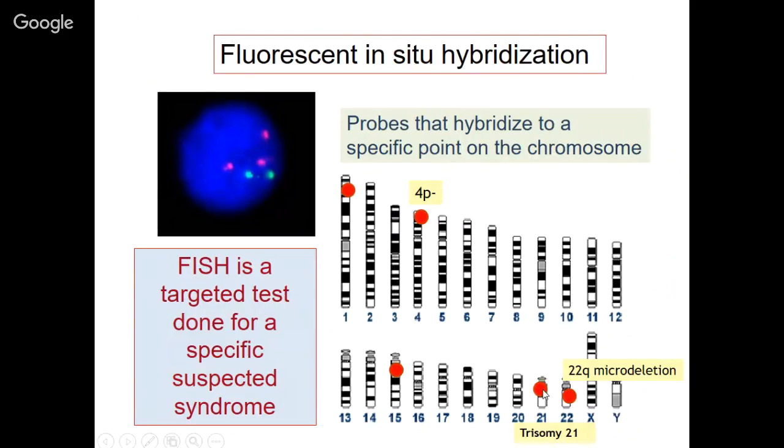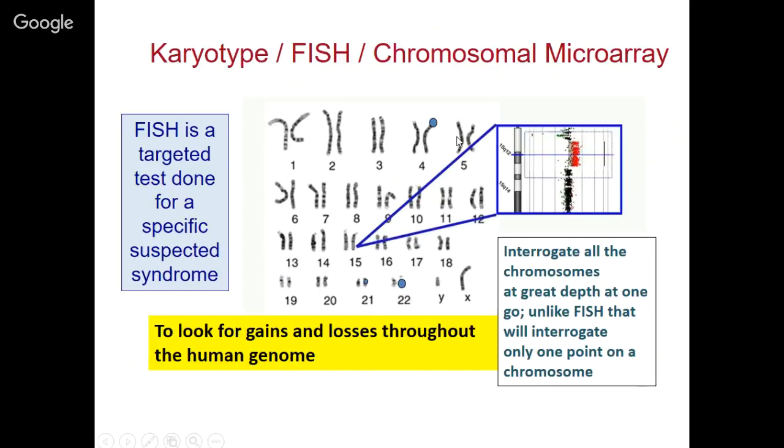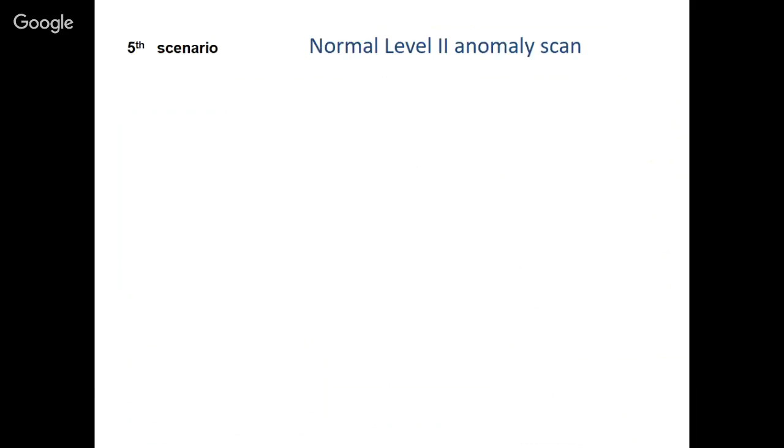looks at very specific targeted areas on the chromosome. So if you have a fetus with a cardiac defect and you want to look for the 22q microdeletion, you will do the FISH test to look at only this 22q microdeletion and you don't know what's happening elsewhere. Okay? So therefore, for this you need to know what you're looking for. The third kind of test that has come up is the chromosomal microarray, which looks at all the 23 pairs at a submicroscopic level to look for gains and losses throughout the human genome. So this is the biggest advantage of this chromosomal microarray.